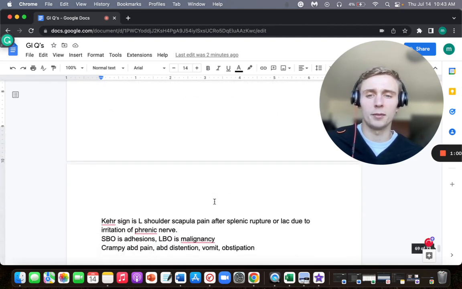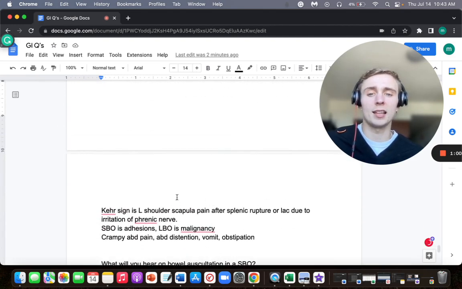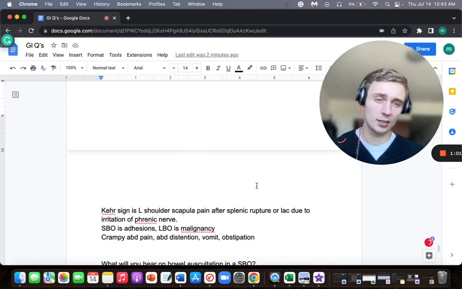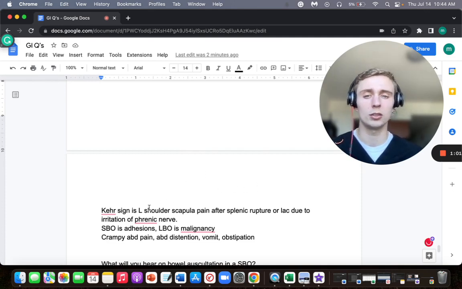So a few questions here. The Kerr sign is left shoulder and scapular pain after splenic rupture or laceration due to irritation of the phrenic nerve. So remember, Kerr sign on that left side, that's where the spleen is. And remember, what's the sign on the right side that goes to the shoulder and scapula, due to irritation of the phrenic nerve?